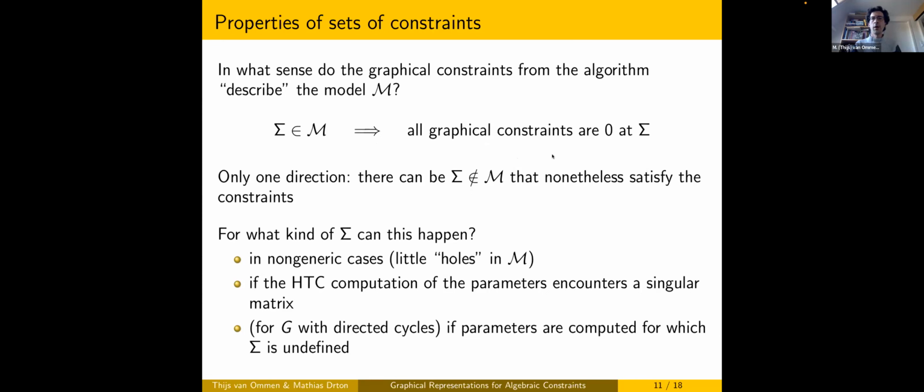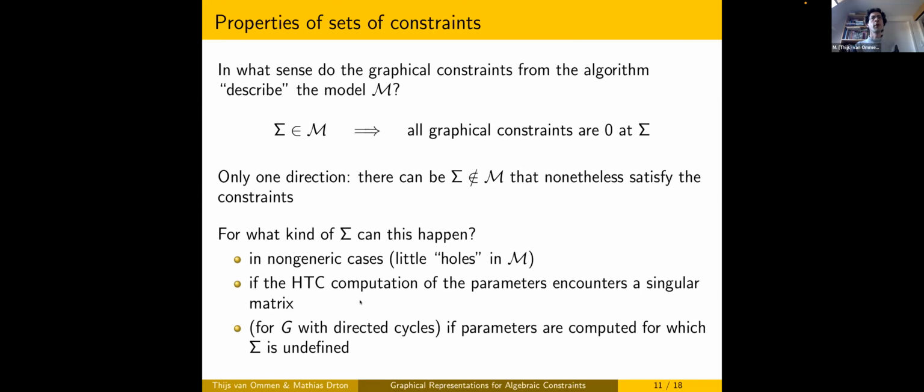But fortunately, this case arises only in specific circumstances. So first, there's again these small holes, these small sets, specific covariance matrices that are not in the model, which are not pointed out by the graphical constraints. They're not pointed out by the polynomial constraints either. So we haven't lost anything by going from polynomials to graphical constraints. And well, these are rare anyway, so it's not too big of a problem.